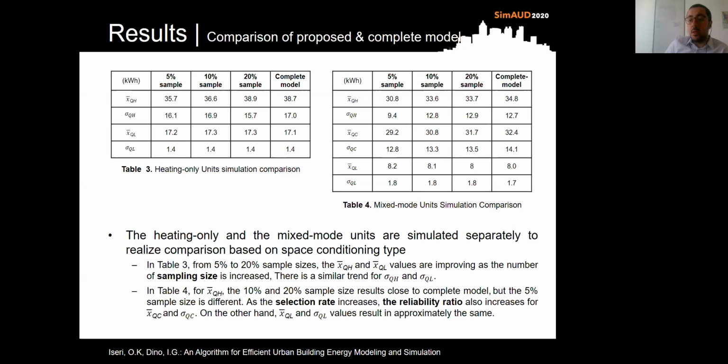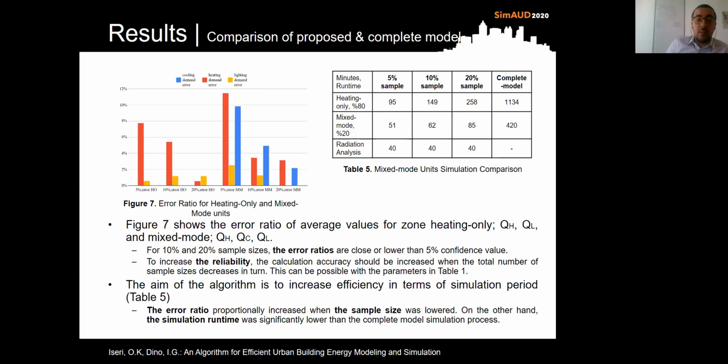As the sample size increases, obviously the accuracy of the simulations increases, but while the sample size increases, the computing time also increases. And we can see this in Table 5. You can see the 20% sample size simulation scenarios take approximately more than 250 minutes, but the 5% sample size is less than 100 minutes. But the first-place radiation analysis time is added to the total period of these simulations. And obviously the vertical position is just a function-based division, so it doesn't require any extra time.